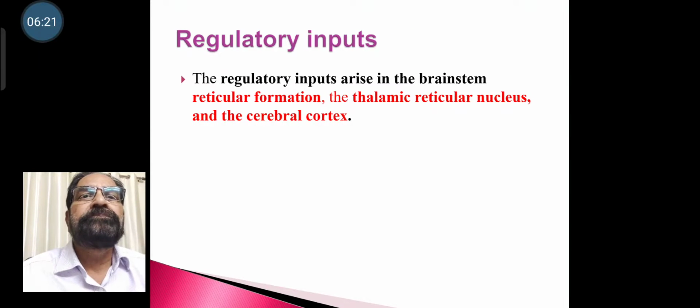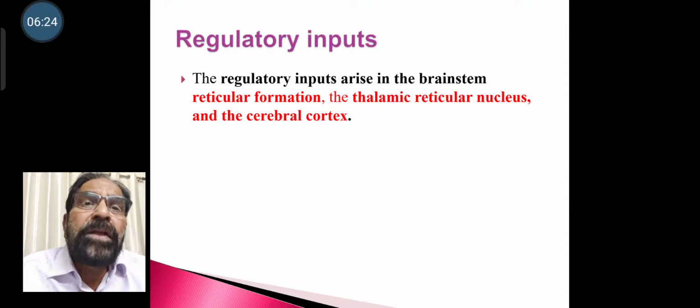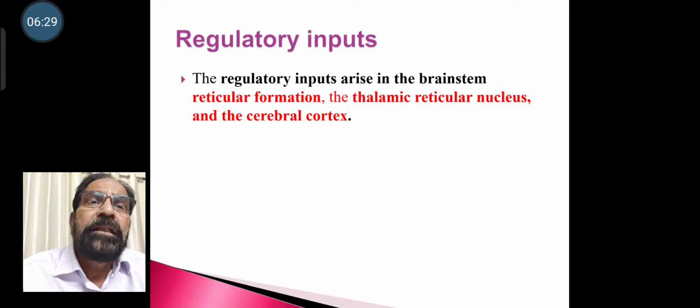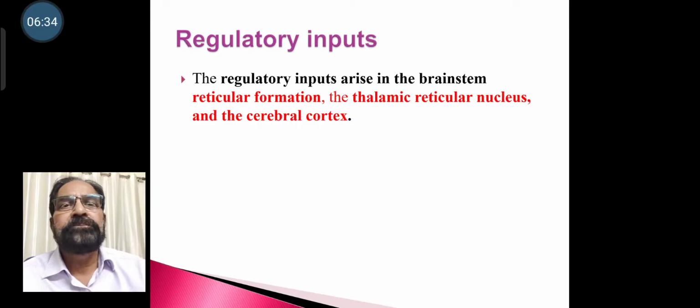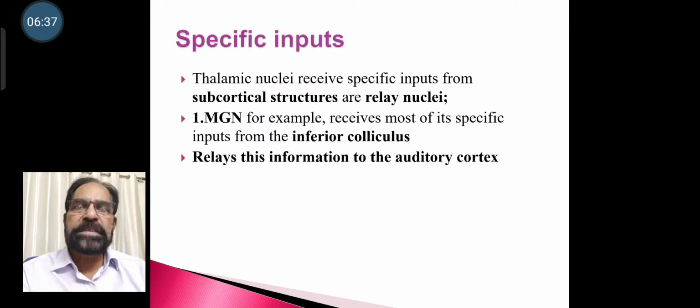Coming to regulatory inputs, the regulatory inputs arise from the reticular formation, which is in the brainstem, then the thalamic reticular nucleus and the cerebral cortex. Then coming to specific inputs, thalamic nuclei receive specific inputs from subcortical structures or relay nuclei. Like the medial geniculate body, for example, receives most of its specific inputs from the inferior colliculus and relays this information to the auditory cortex.